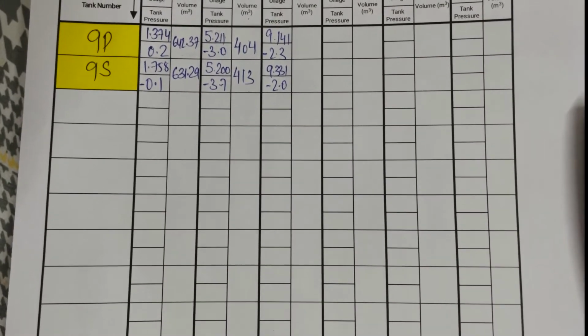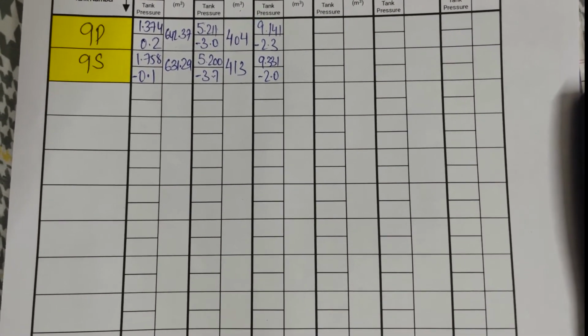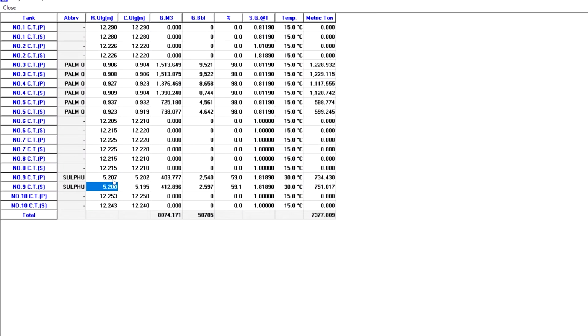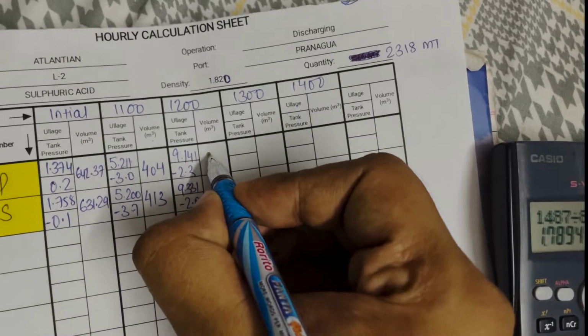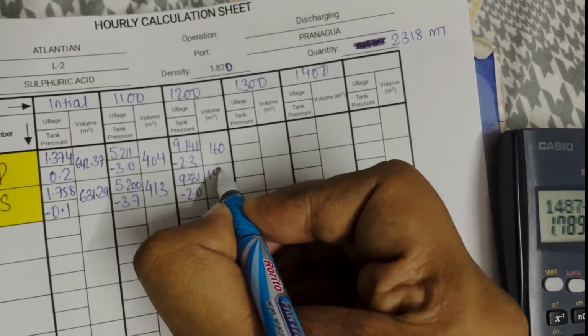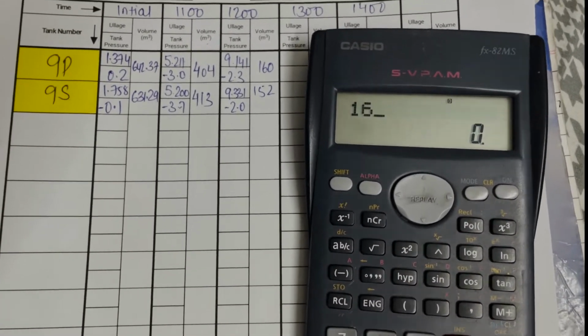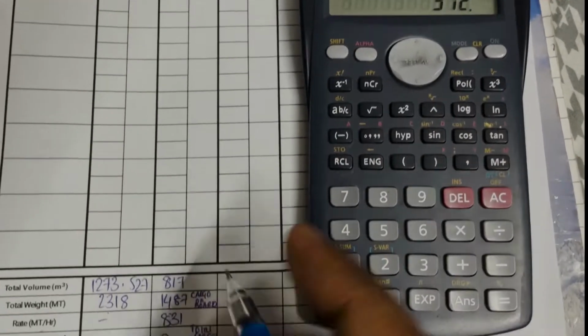As I've told earlier, our loadicator is not online, which means we have to manually go and feed the value. So I'll go back to my loadicator, go to cargo, tank data table, and here I will write down manually 9.141 and next 9.331. Here I'm getting the volume 159.7 and 151.7. So I will round off these to 160 cubics and 152 cubics. I will add these two, 160 plus 152, 312 cubics.